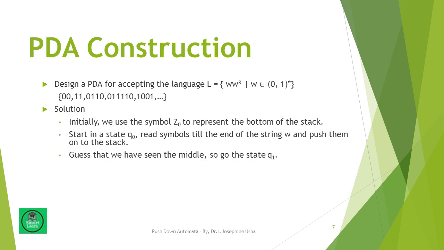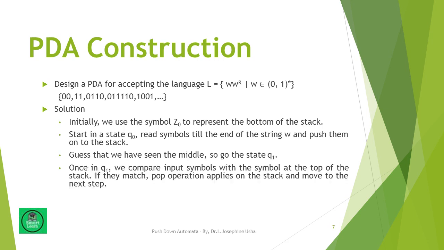Then we start from the start state Q0, and we have to read the symbols present in W. Whatever the symbol, 0 or 1, and however many symbols there are, you just push all the symbols in W into the stack first. Then you assume that we reach the middle, and you go to the state Q1.